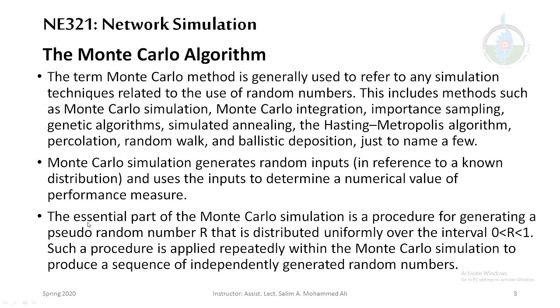Okay. The essential part of Monte Carlo simulation is a procedure for generating a pseudo-random number R that's distributed uniformly over the interval 0 to 1, as we discussed with LCGs, linear congruential random number generators, in the previous lectures. Such a procedure is applied repeatedly within the Monte Carlo simulation to produce a sequence of independently generated random numbers.